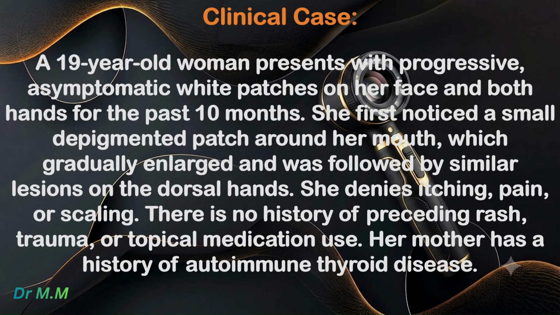Clinical case. A 19-year-old woman presents with progressive, asymptomatic white patches on her face and both hands for the past 10 months. She first noticed a small depigmented patch around her mouth, which gradually enlarged and was followed by similar lesions on the dorsal hands. She denies itching, pain, or scaling. There is no history of preceding rash, trauma, or topical medication use. Her mother has a history of autoimmune thyroid disease.